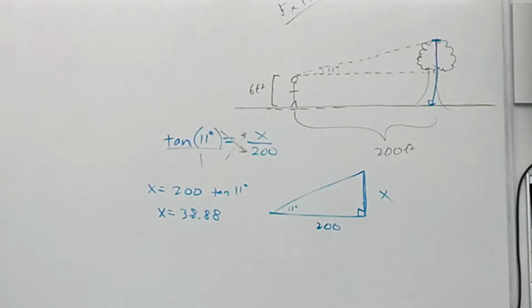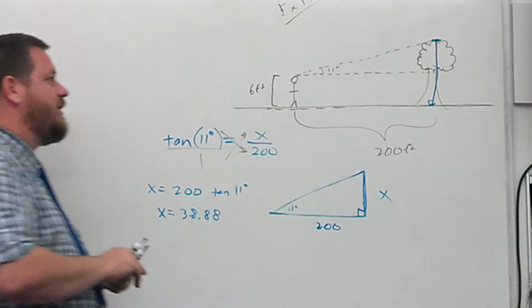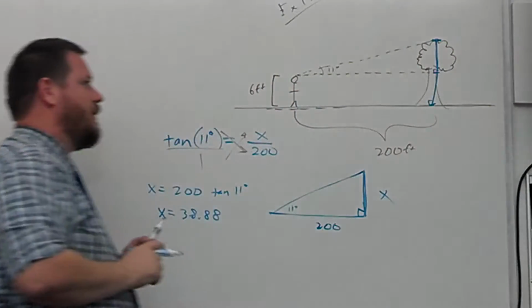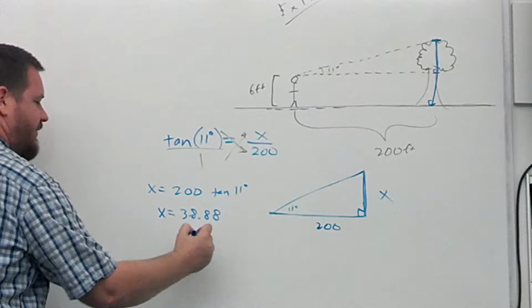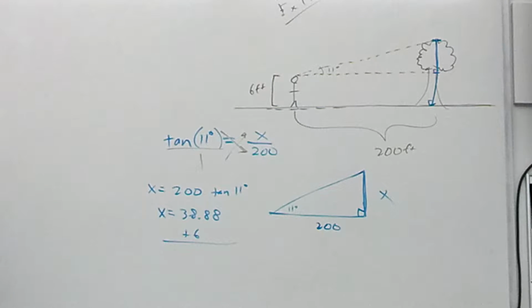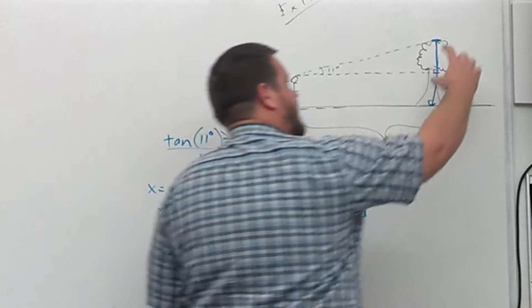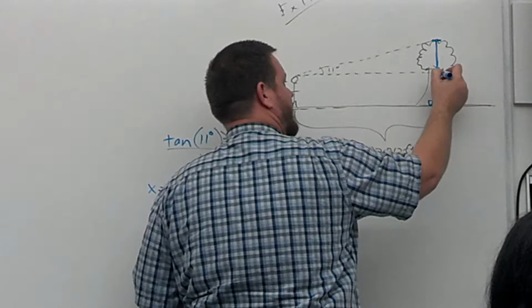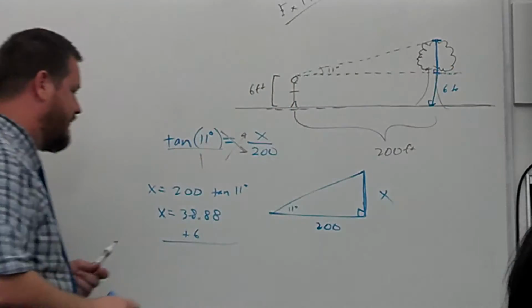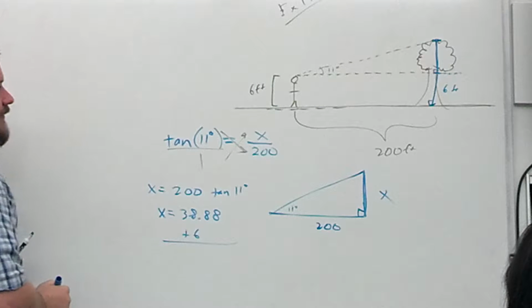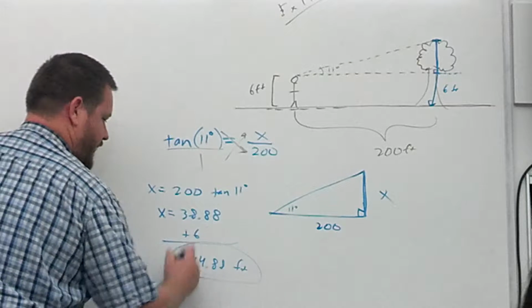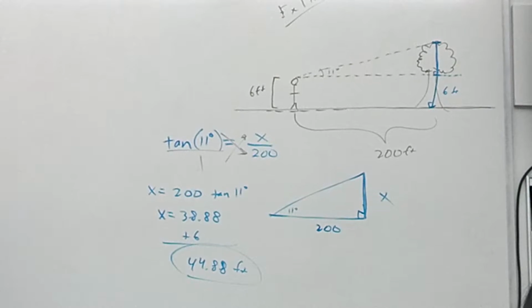So are we done? No. Because the question is, how tall is the tree? We just found this much, plus 6 feet. So 38.88 feet is this distance. For the height of the tree, we need to get the other 6 feet here. We have to add those 6 feet to what we just found, and obviously that is not to scale. And we got about 44.88 feet. Don't forget the units, because this is a problem that has to do with units.